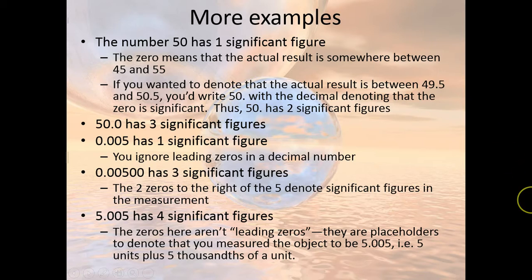50.0 has three significant figures, but 0.005 only has one. Again, we ignore these leading zeros, but you can make this have three sig figs by adding two more zeros here, because these actually say we know this number reasonably well to the 100,000th place, as opposed to simply the thousandth place. And 5.005 actually does have four significant figures, because we have counted 5 whole numbers here, and we've been able to measure it to the nearest thousandth. So that's four significant figures.